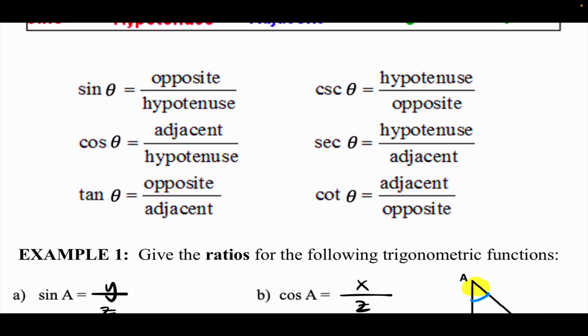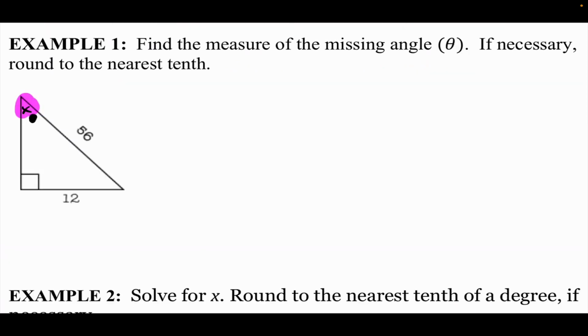Step 2, make an equation. So I know I'm going to use sine. I don't know what angle it is, so I'm going to use x. What would sine be of that angle? What would the opposite over hypotenuse be? 12 over 56, right? That's what it would be. That's step 2, equation.